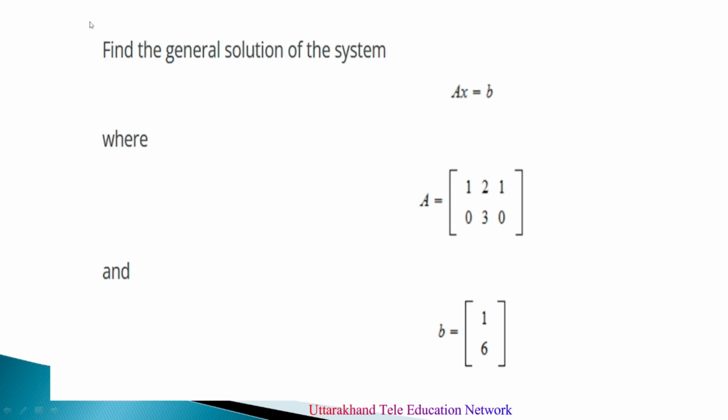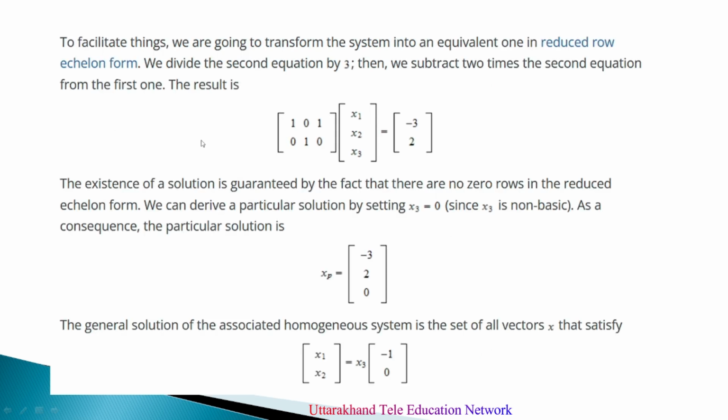Let's try to understand the meaning clearly to find the general solution of the system. Here is another example, where matrix A is given like this, and matrix B, the right-hand side, is 1, 6, which makes it non-homogeneous. To facilitate things, we are going to transform the system into an equivalent one in reduced row echelon form.